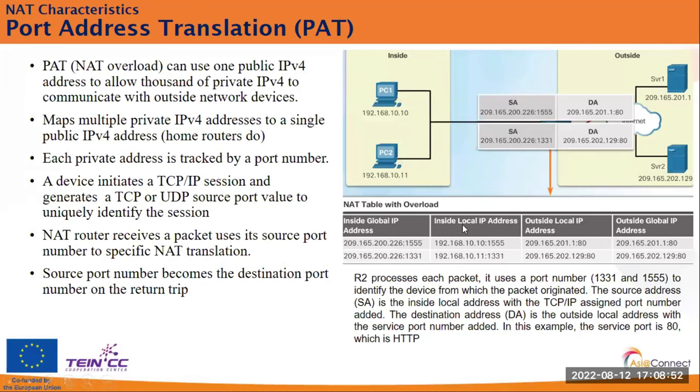You can see here, there is an inside local IP address 192.168.10.10, but its port number is 1555. Clear? Now, here is another host, 192.168.10.11, and its port number is 1331. But both are using the same public IP address with their own port numbers. So that is more useful for translating your IP addresses.